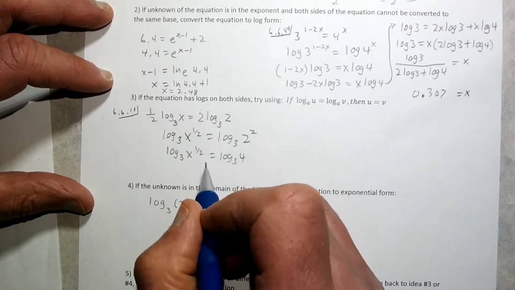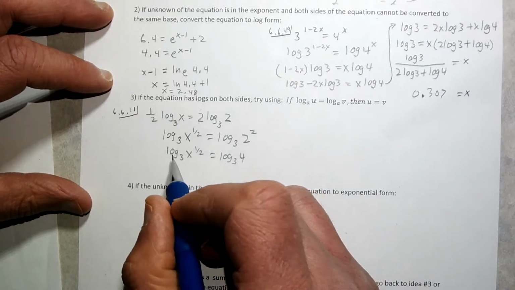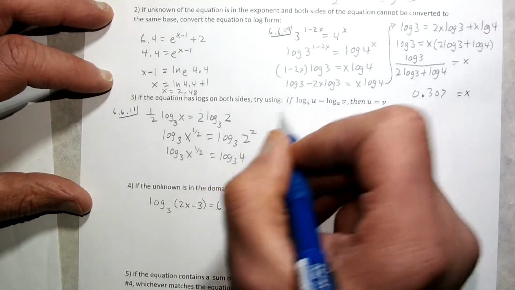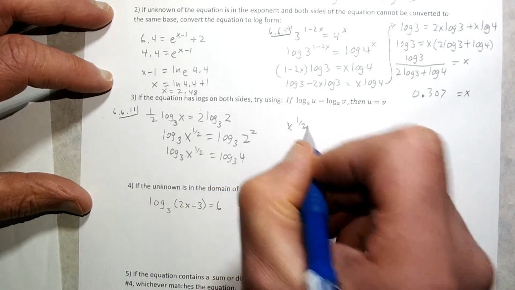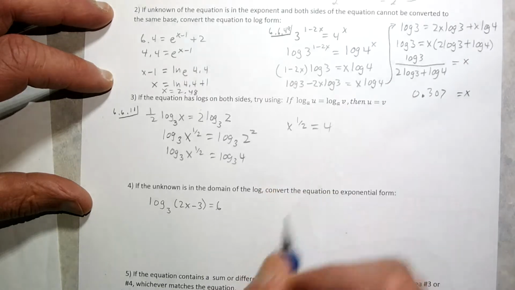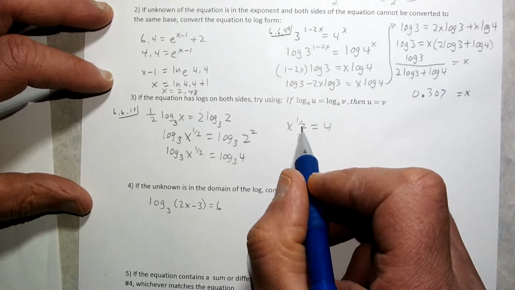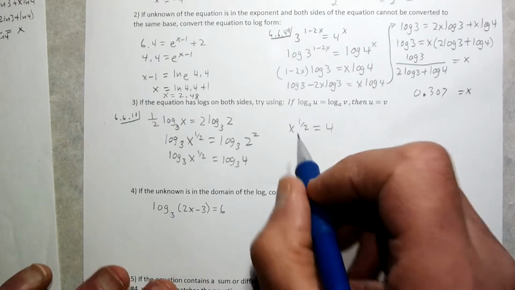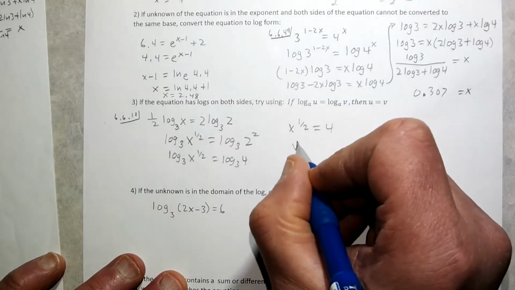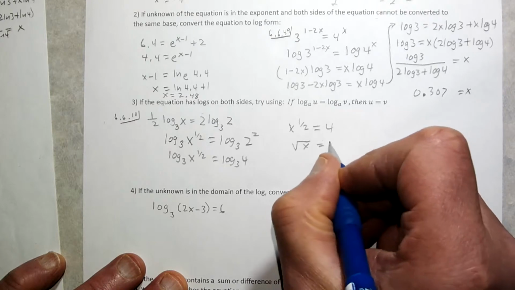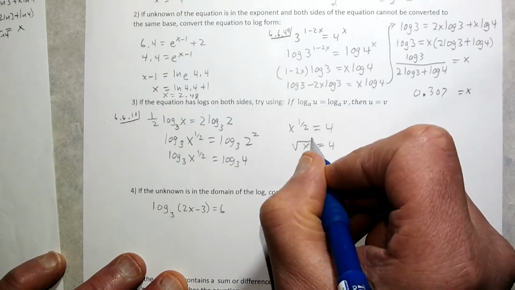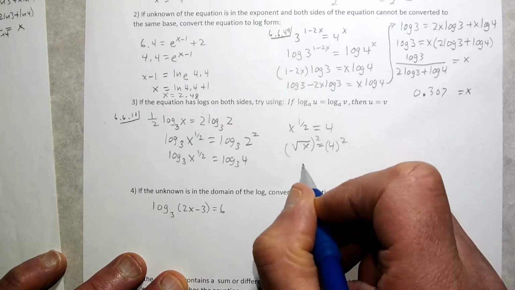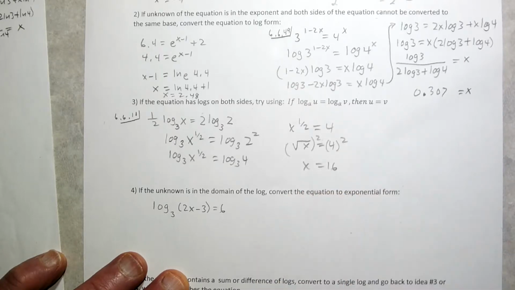And now I am ready to say that because I'm taking the log of both sides, I can just set x to the 1/2 equal to 4. And if you remember fractional exponent discussions from earlier math classes, x to the 1/2 is the square root of x. And now I could square both sides to solve this problem. And x itself then must be 16.